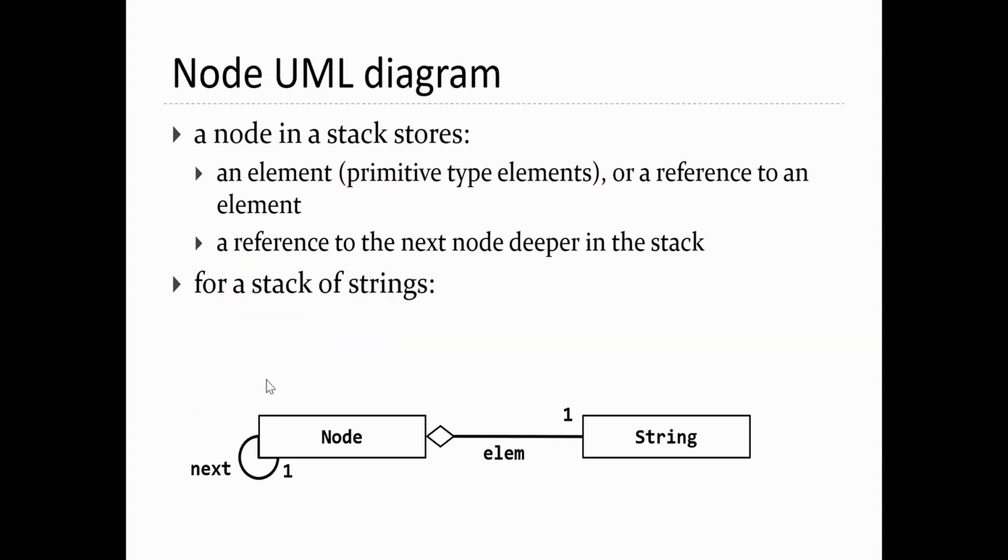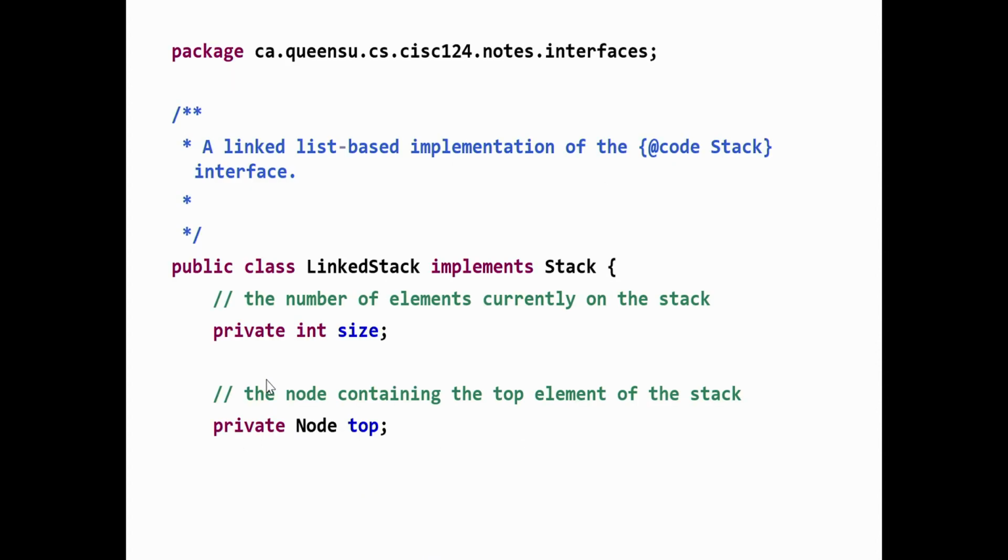Okay, so how are we going to implement this thing? We're going to make a class called linked stack. So this is going to be our stack that uses this linked sequence of nodes. It's going to implement the stack interface, so it's going to have our 4 methods: size, is empty, push, and pop. What information does it need in order to store these nodes? It turns out you don't need the size, but it's convenient to know how many elements are in the stack, so that's the size.